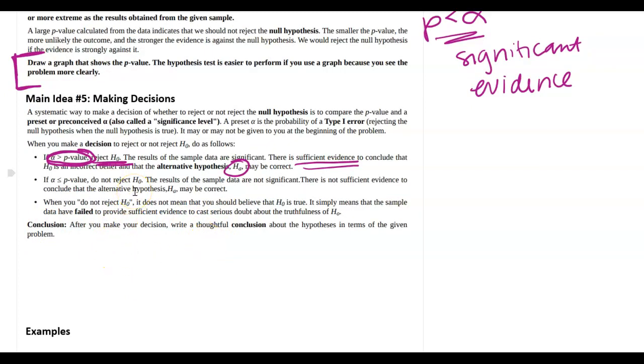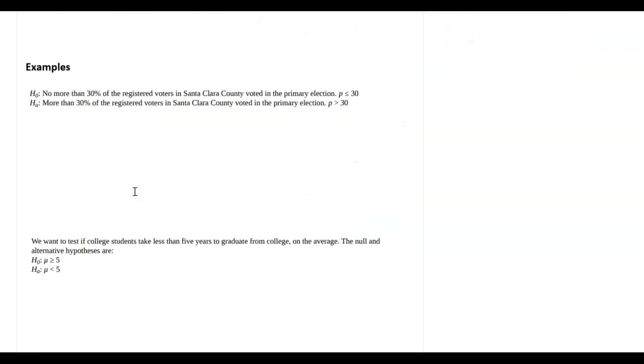All right, so let's just look at some examples and talk through these scenarios here. So let's say that our null hypothesis and alternative hypothesis here, those are given to us. No more than 30% of registered voters in this county voted. But what I'm trying to prove or what I'm trying to claim is actually more than 30% of registered voters in that county did vote in the primary election.